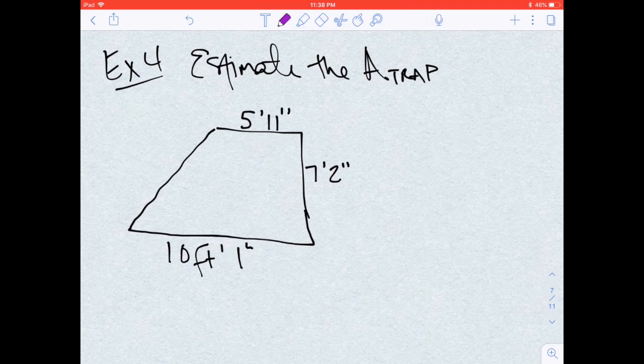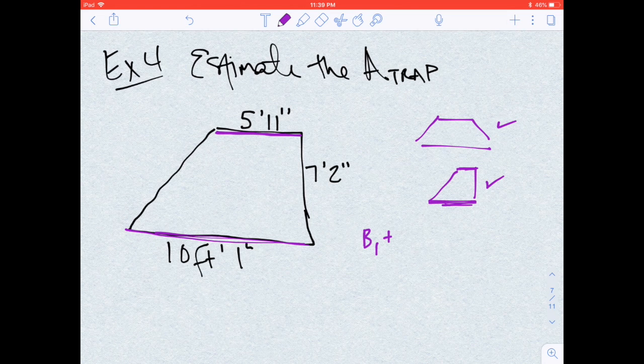All right, example 4. Asks us to estimate the area of this trapezoid. Okay, first of all, be careful because yes, this is in fact a trapezoid. I have two parallel sides. We usually think of a trapezoid as looking like this, but sometimes a trapezoid can look like that because that's parallel to that. So, yep, these are both trapezoids. So I'm going to be using my trapezoid formula, which is base 1 plus base 2, divided by 2, in parentheses, times my height.